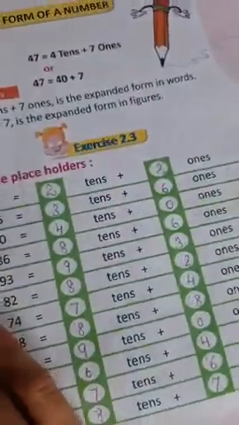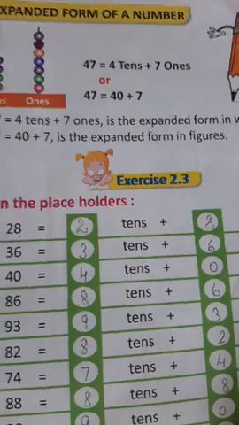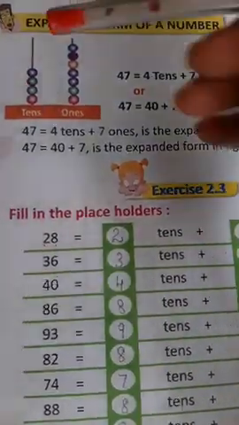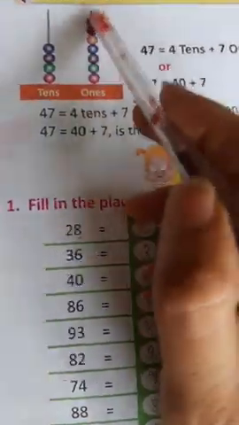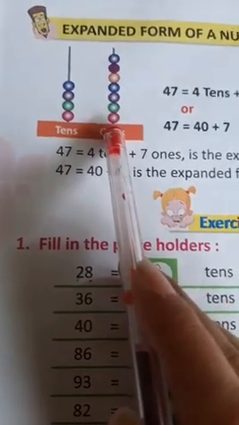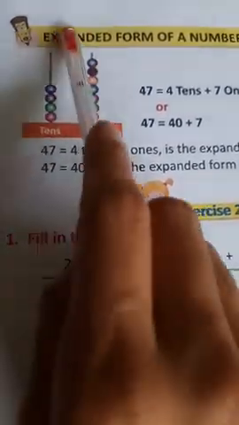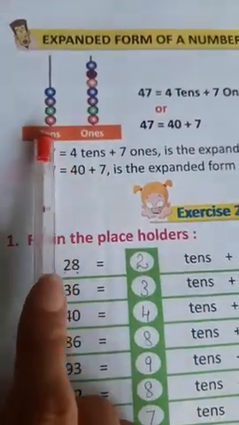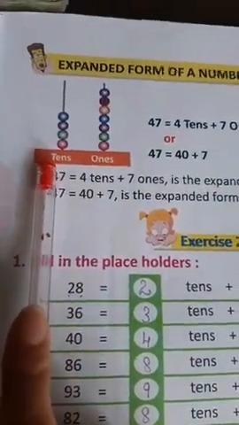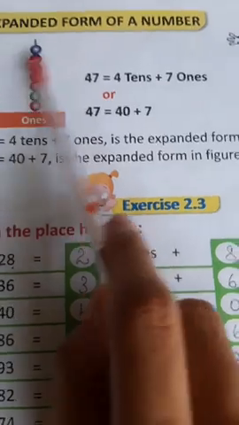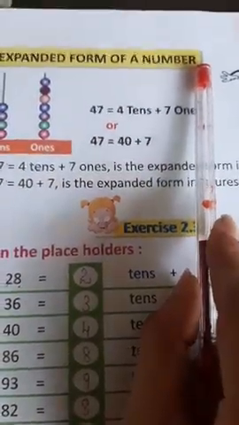In 2.1 or 2.2, we did place value. This is first place value. The first position is ones, and the second position is the tens place. Okay. Now, the expanded form of a number.